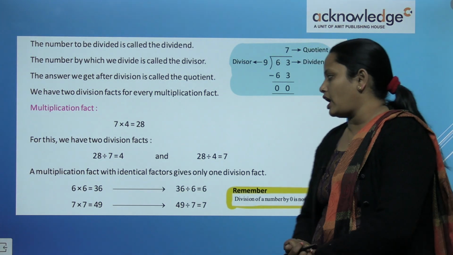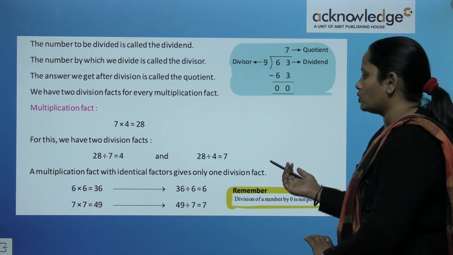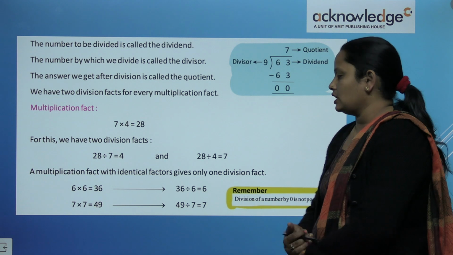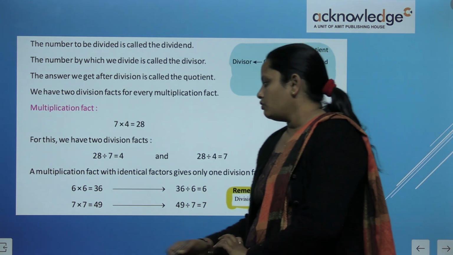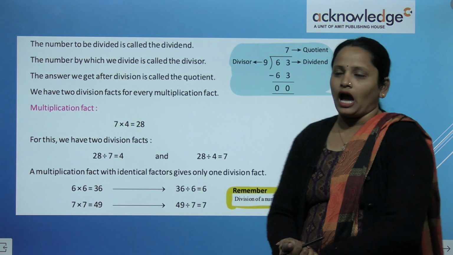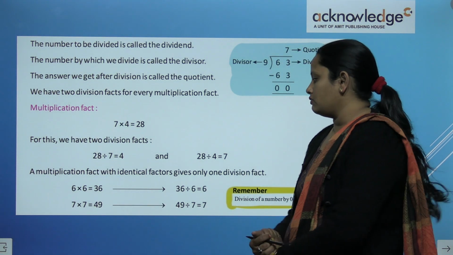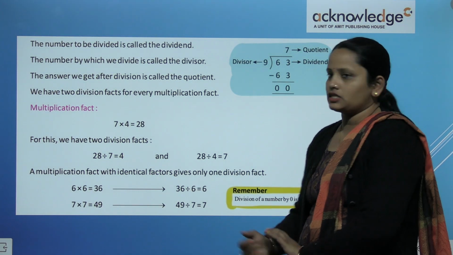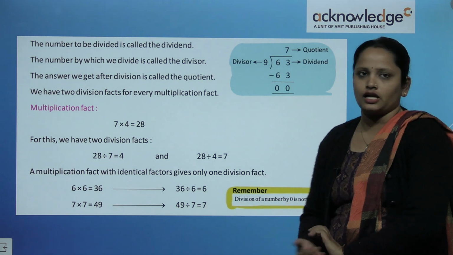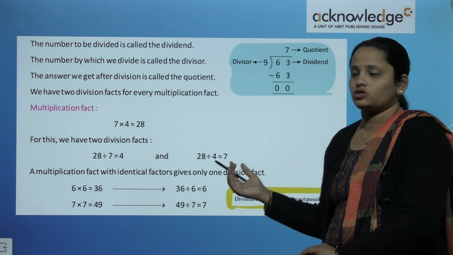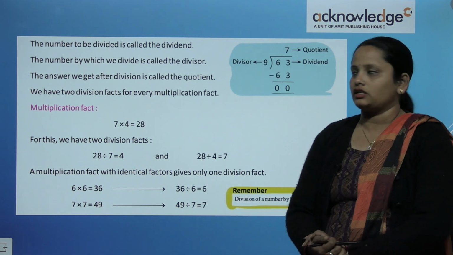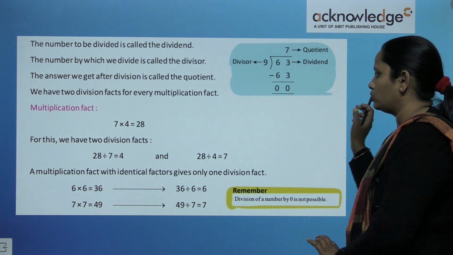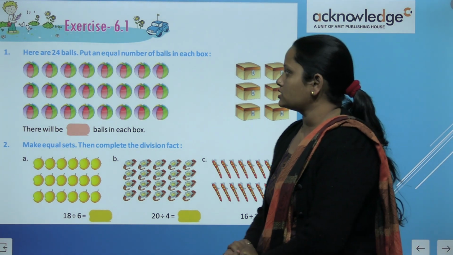Now a multiplication fact with identical factors gives only 1 division fact. So जो ये multiplication facts हैं ये क्या करते हैं? एक ही division fact देते हैं. For example, दोनों same हैं, identical हैं. Identical factor होंगे तो एक ही division fact निकलेगा. So 6 multiply 6 is 36. तो हम 36 को 6 से divide करेंगे, we will get 6 as answer. और अगर हम इसे interchange करेंगे, then also we will get the same division fact that we are seeing here. So identical factors में क्या होता है? Division fact same होता है. एक ही होता है. Now let's do this exercise 6.1.